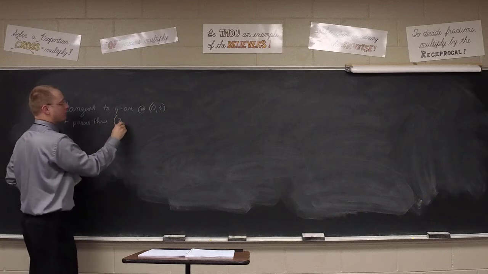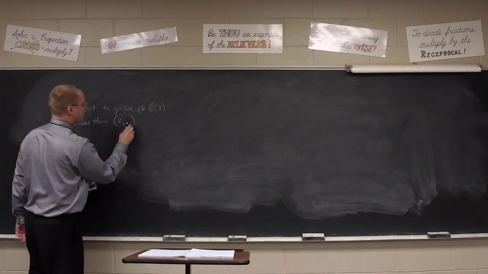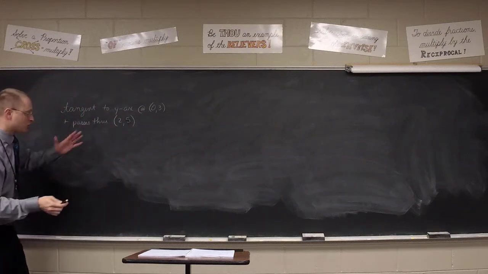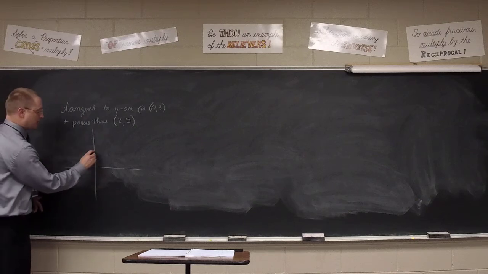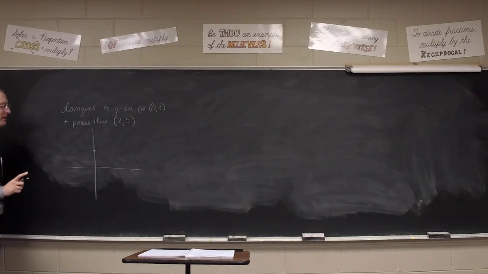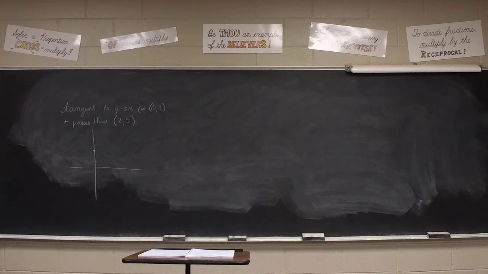2, 5. I find that sketches are often helpful, so let's draw a quick sketch here. Let's go ahead and plot 0, 3. And it says that my circle is tangent to the y-axis at 0, 3. What does it mean for a circle to be tangent to a line, Jamie? The radius is perpendicular. The radius is perpendicular, and also just the actual word tangent implies it touches at one point.